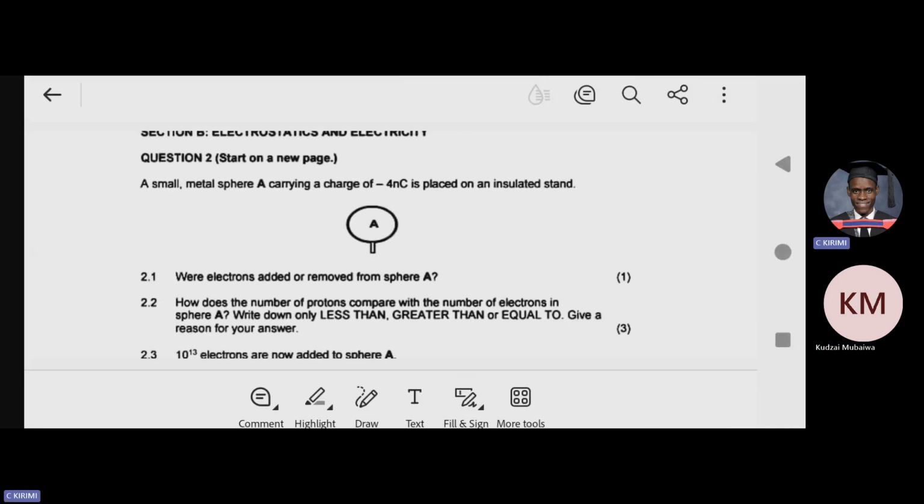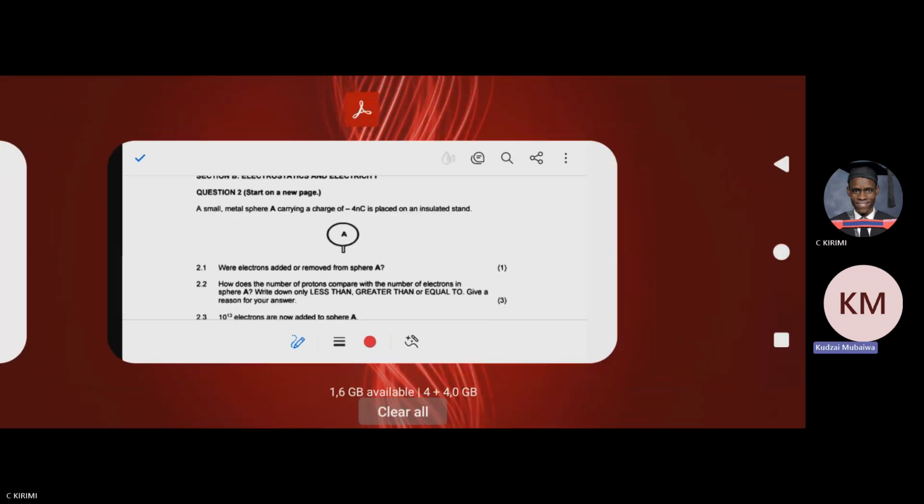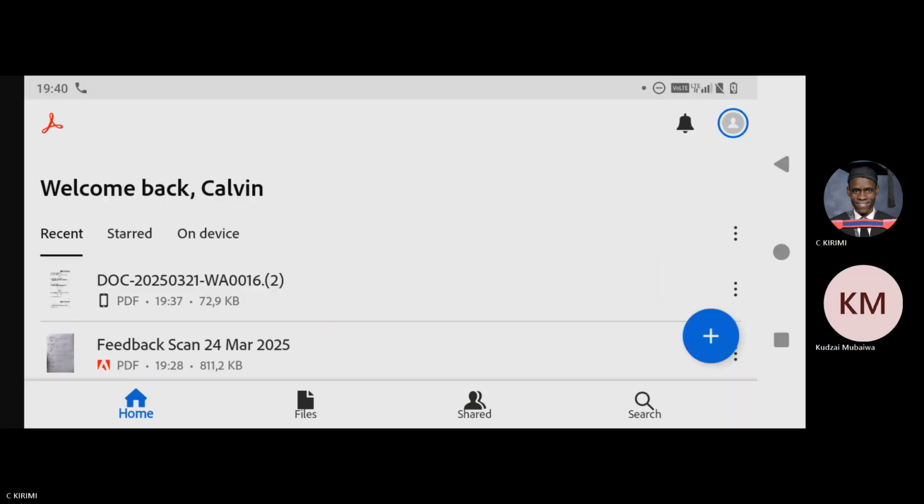So let's start. For 2.1, it's saying a small metal sphere A carrying a charge of -4 nanocoulombs is placed on an insulated stand. Were electrons added or removed from the sphere? What was your answer?